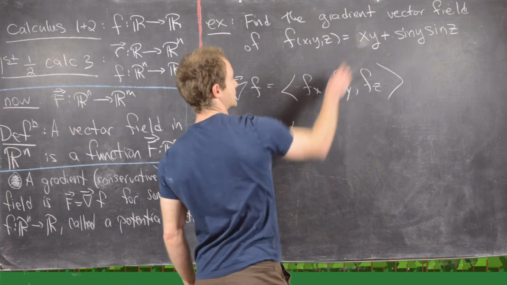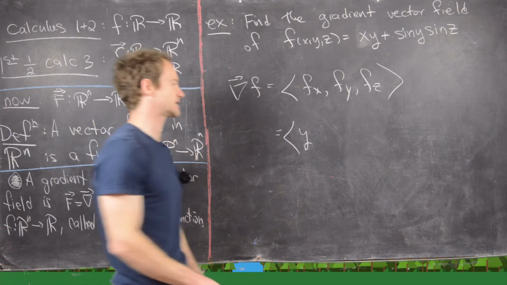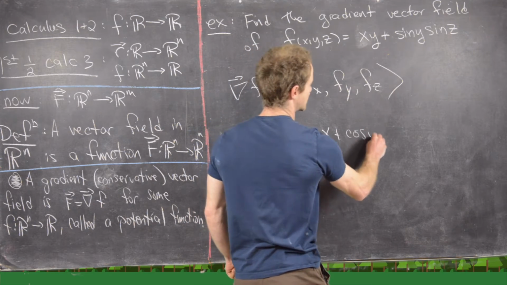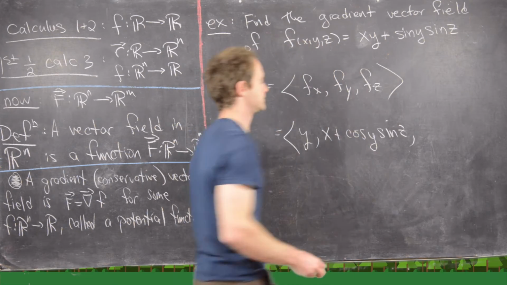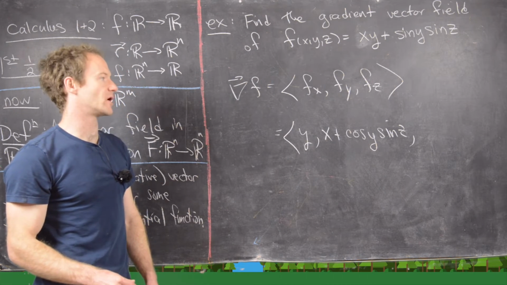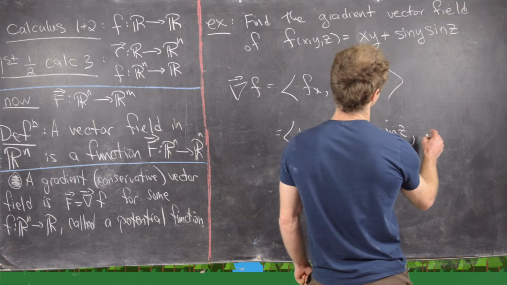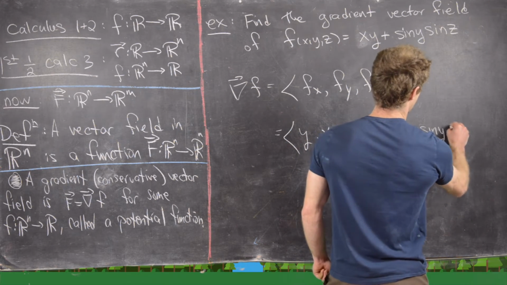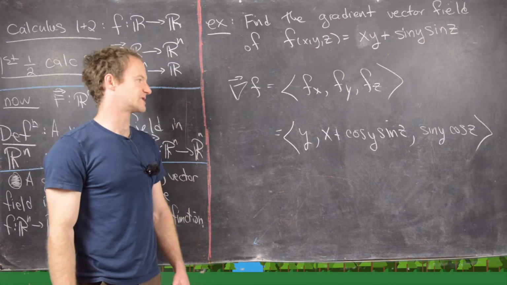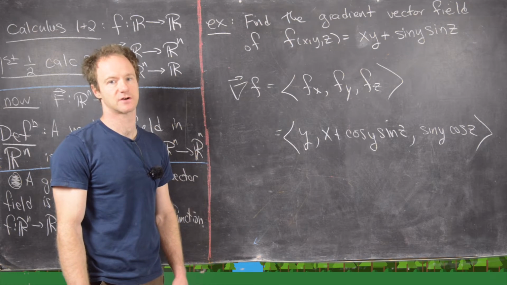The partial of this function with respect to x is obviously y, because that second part of the sum is a constant with respect to x. The partial with respect to y will give us x plus cosine of y, sine of z. So over in that second part, the sine of y is the only variable part, and sine of z is a constant with respect to y. And then finally, for this third component, we're going to get sine of y times cosine of z. Okay, so there's our gradient vector field for this potential function. Okay, I'm going to clean up the board, and then we'll talk about how to find a potential function.